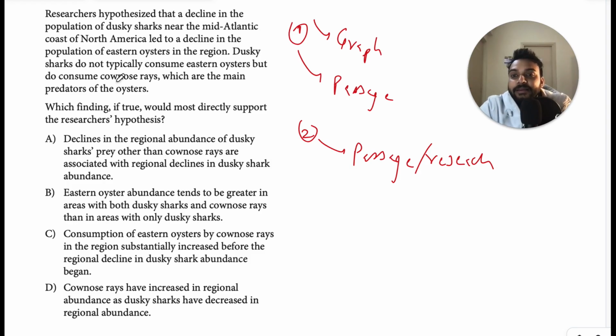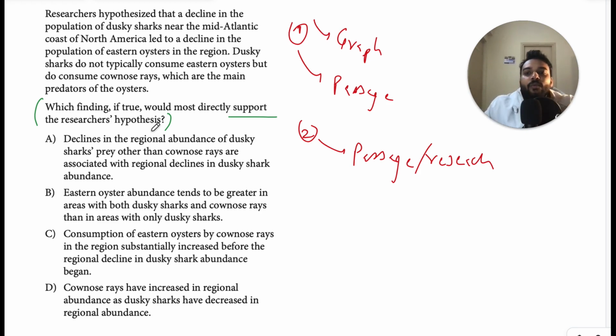Let's see. The direction for these questions would look like: which finding, if true, most directly supports the researcher's hypothesis? So the findings are given in the options. If true, would most directly either support or undermine. You could have just these 2 options: the researcher's hypothesis or claim, or research findings or conclusions. Like this, mostly you will see the direction for the question.